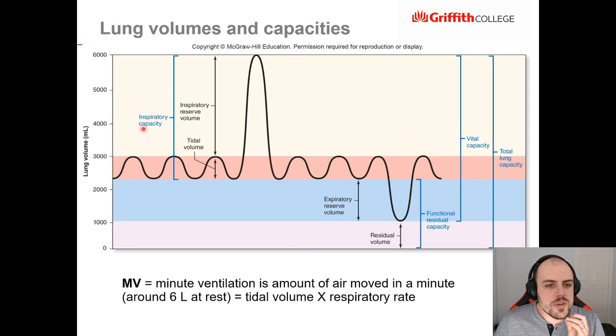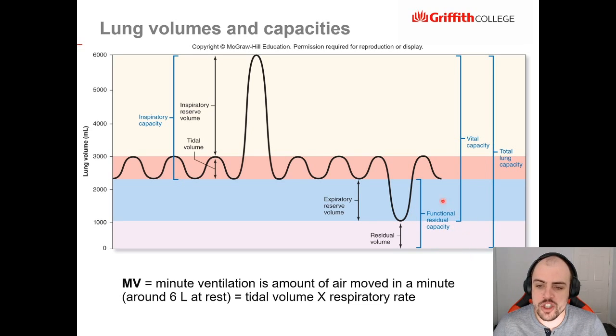So, we've looked at this inspiratory capacity and this inspiratory reserve volume. That's essentially the amount of air that you can breathe in after you've done a normal breath in. So you've done your normal breath in, then a massive deep breath. Your expiratory reserve volume, that's when you've done a normal breath out, and then you force the rest of that air out.